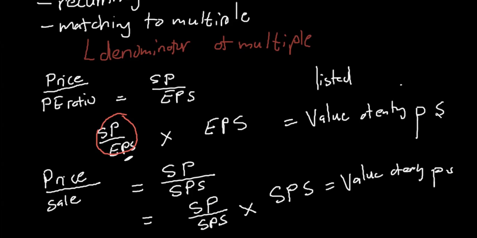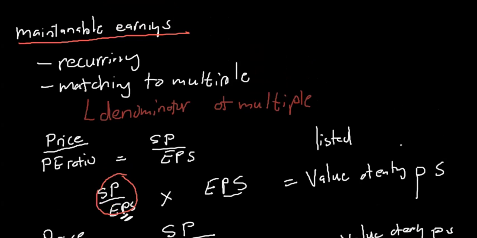Cool. A very important nuance for you to understand is that there must always be a matching. Whatever your denominator is in the equation must always be what your maintainable earnings is in this case. Cool. Now that we've looked at that important concept and we understand what maintainable earnings are, the next step is to look at an example that will crystallize everything together.